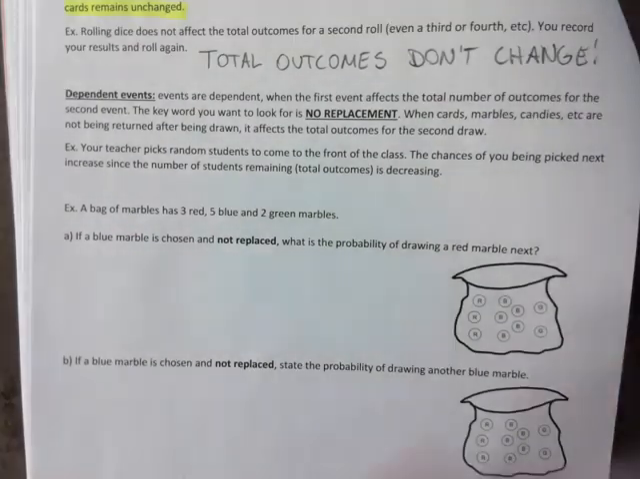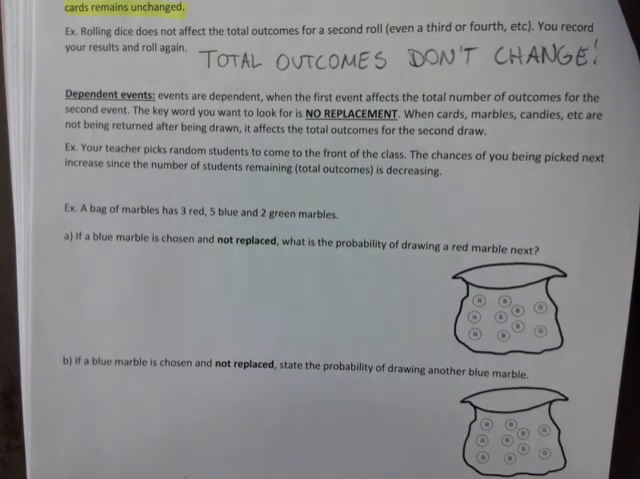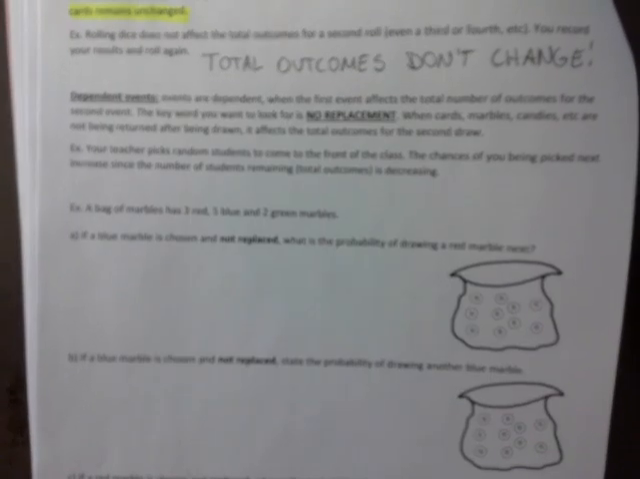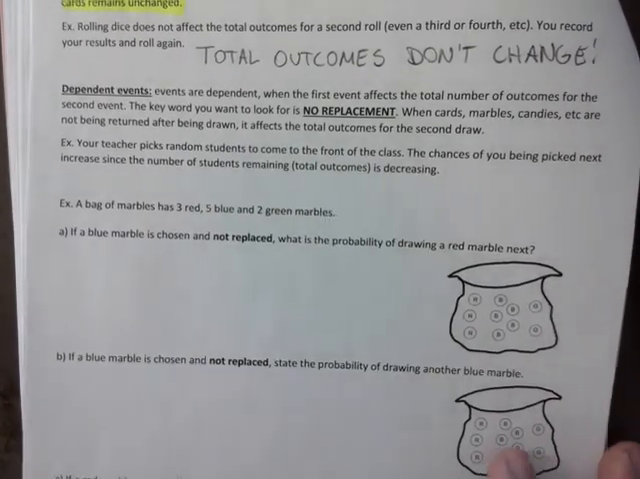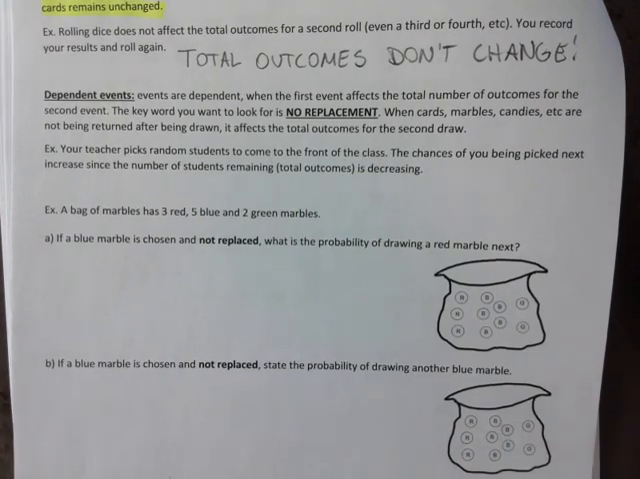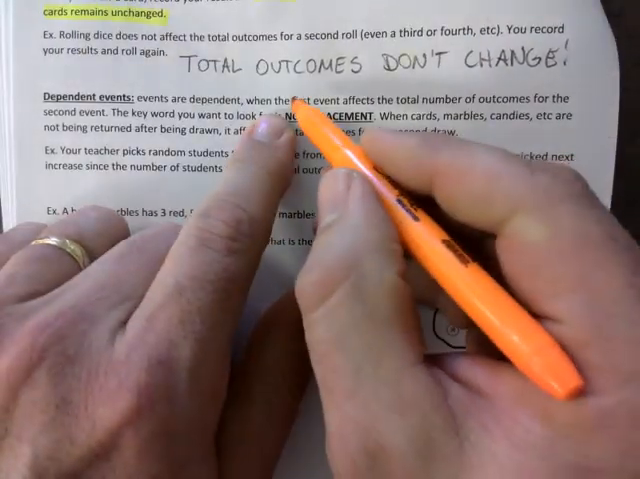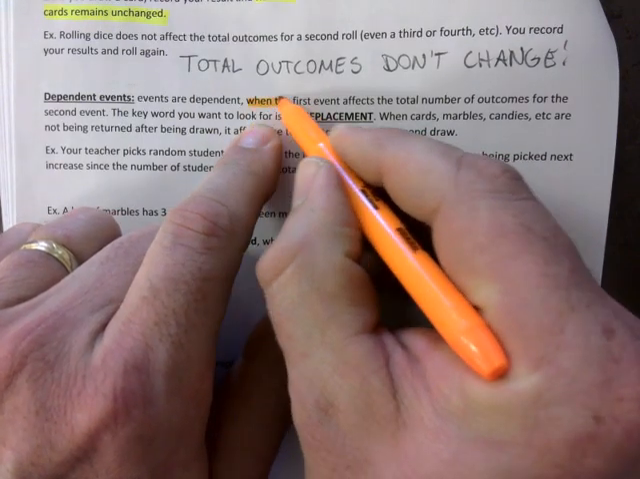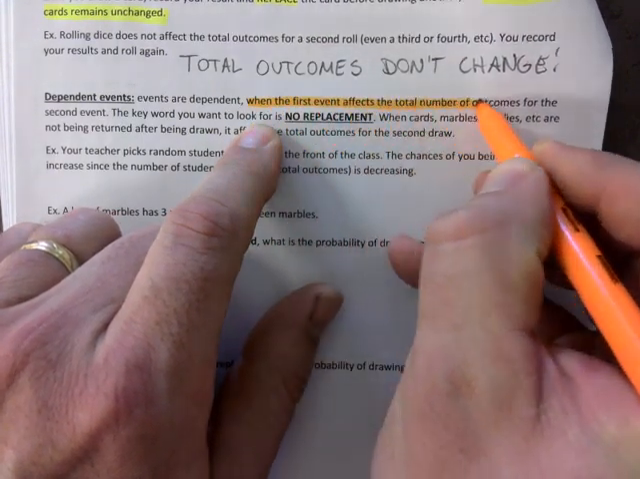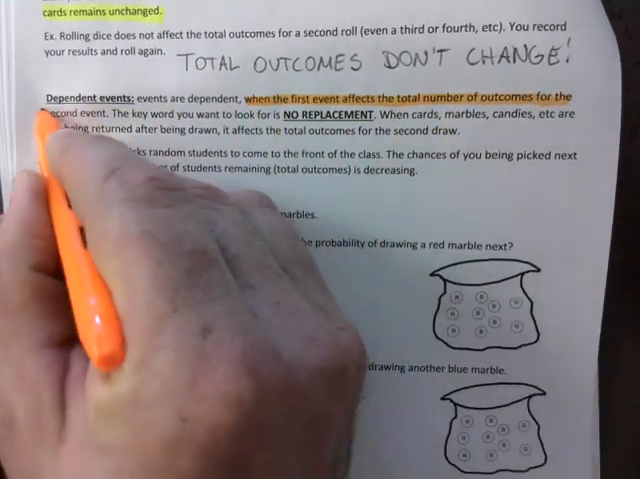I'm going to use a different highlighter, maybe orange or something, for dependent now, just to make sure we have a difference there. Is that blurry or is it just me? I feel like my eyes are going on me here. Okay, dependent events are dependent when the first event affects the total number of outcomes for the second event.